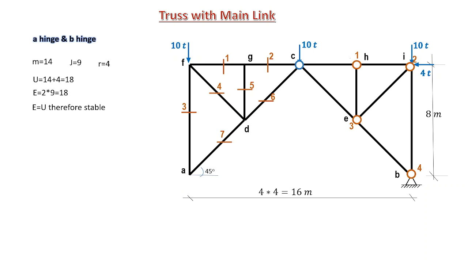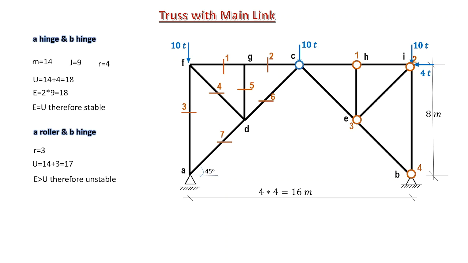But let's consider A is a roller. This means that we reduced our unknowns by 1. We have 3 reactions and we still have 14 members, and the number of unknowns now is 17, while the number of equations remains 18. So the equations are greater than the unknowns, therefore our truss is unstable.